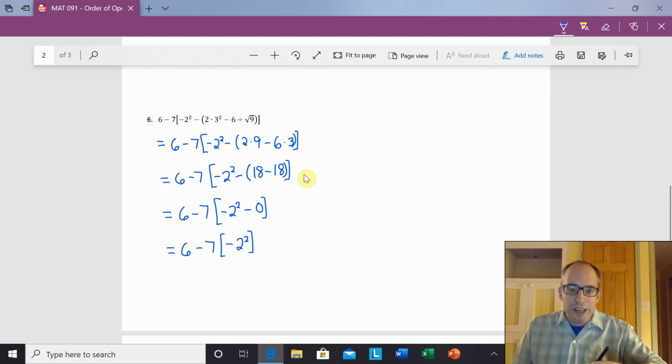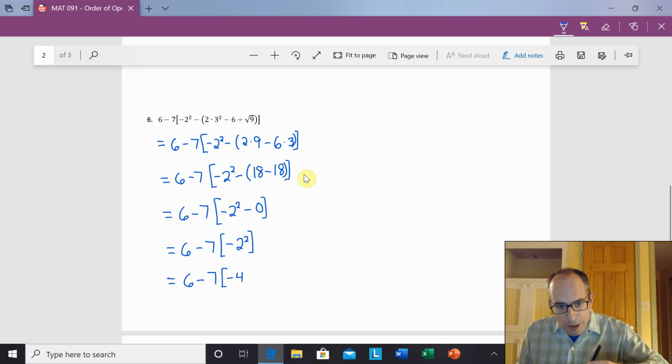But then the negation of 2 squared, that's negative 4 inside the brackets, right? Because you would have to do the square of 2 and then negate it, right? As opposed to if you had the negative 2 in parentheses and you were squaring it, right? Then you're going to get 4. So let's see here. We're going to have 6 minus 7 times negative 4.